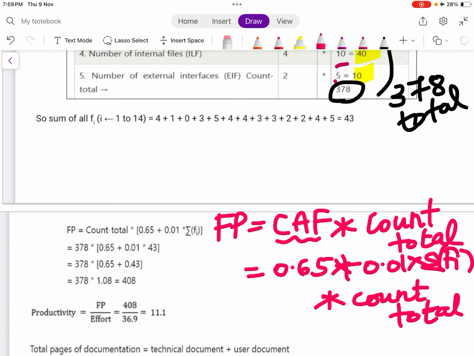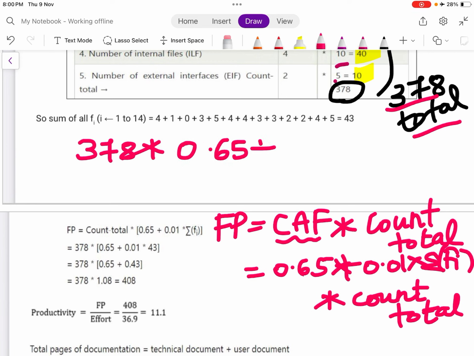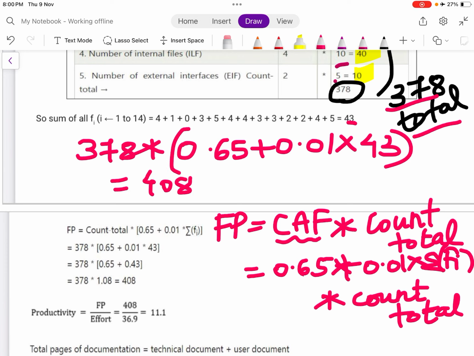So the count total we have got as 378. So we write 378 into 0.65 plus 0.01 into the summation of FI, which we got as 43. When we do this, we get 408. So the function point analysis is 408.